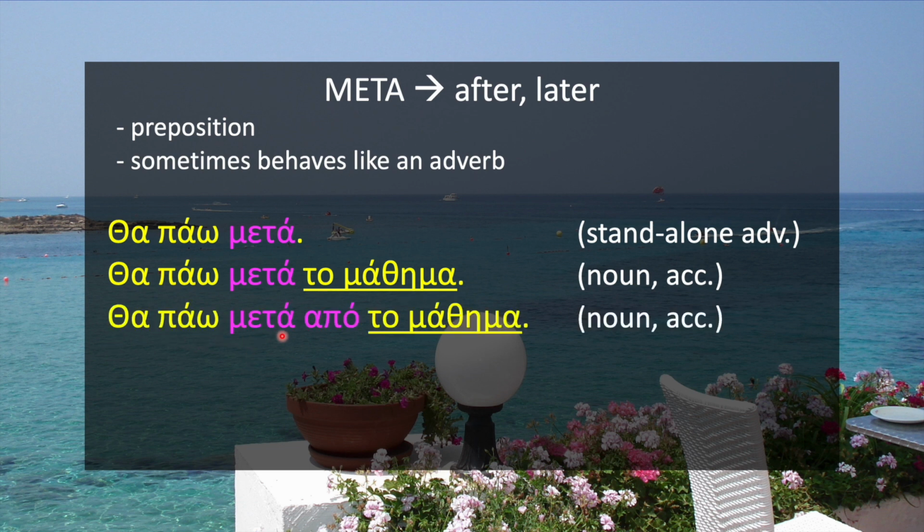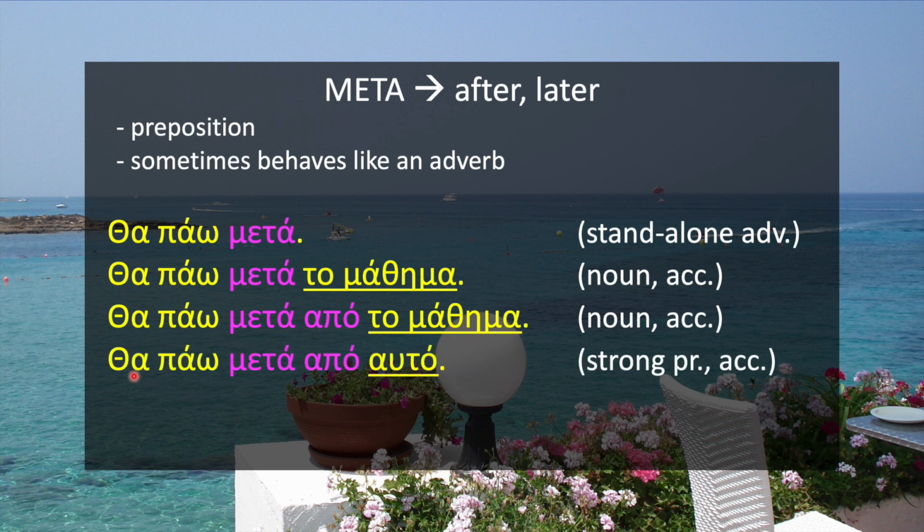Θα πάω μετά από το μάθημα. Here it's behaving like an adverb again. Μετά από. It takes a preposition just like all the other adverbs we saw earlier. So μετά από το μάθημα. Θα πάω μετά από αυτό. Αυτό is the strong form of the personal pronoun, and again, just like the other adverbs we saw earlier, μετά behaves like an adverb with the preposition από.